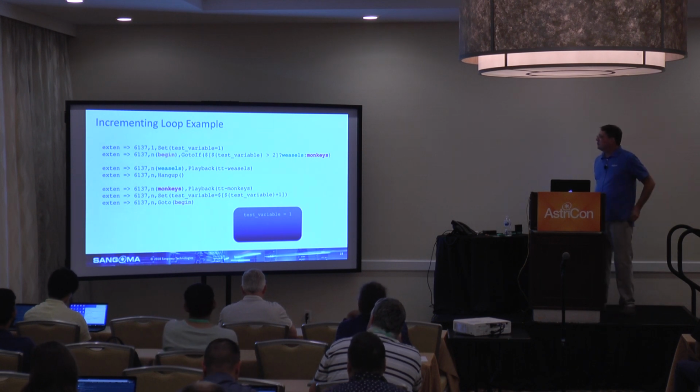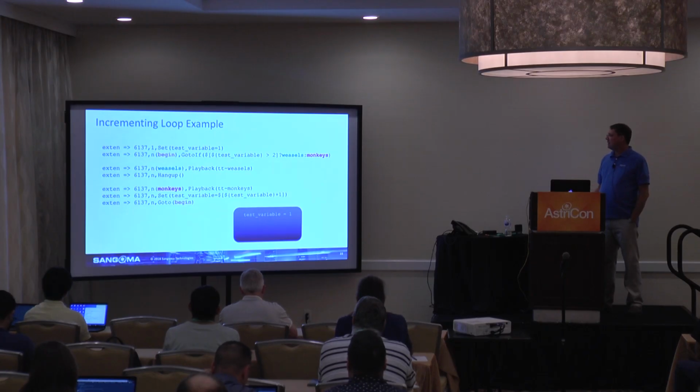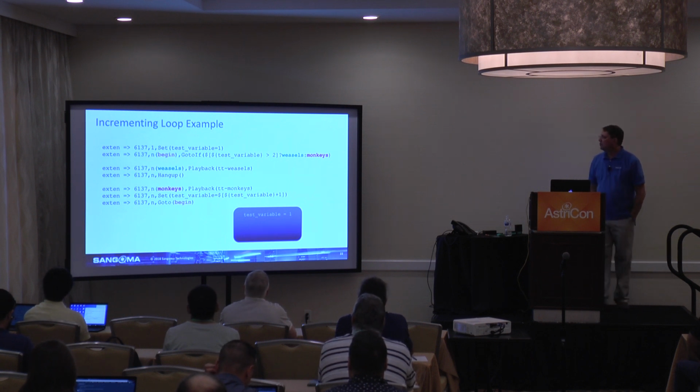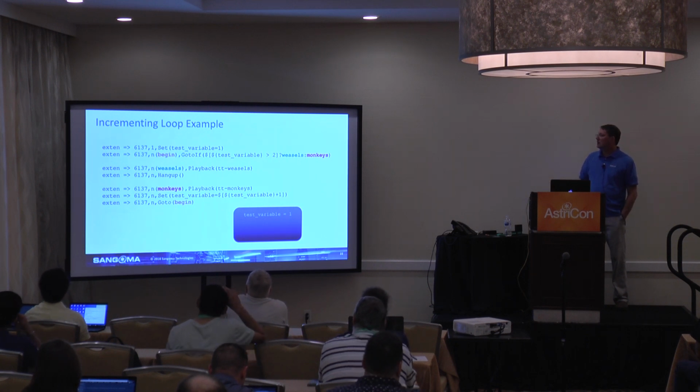So here's a way to use a loop to increment and branch based on the value of your incremented value. To start with, the test variable is equal to 1. If the test variable is greater than 2, then go to weasels, otherwise go to monkeys. Well, it's not, so it's going to go down to monkeys. It's going to play back TT monkeys, and it's going to set test variable equal to test variable plus 1. And then it's going to go back to begin, which is the goToIf.